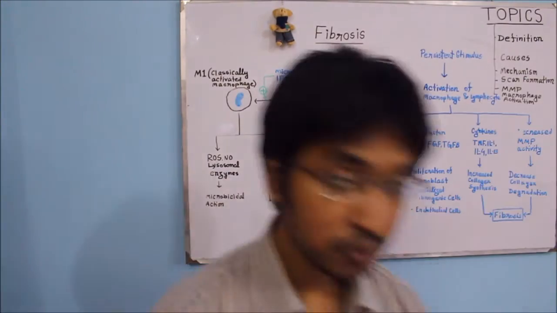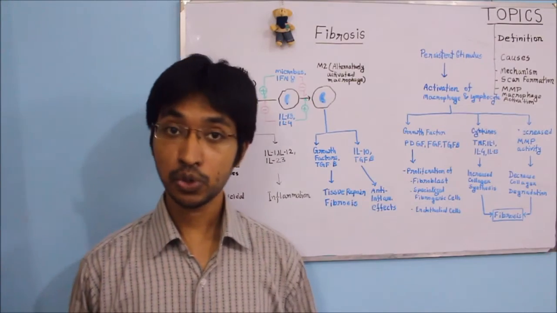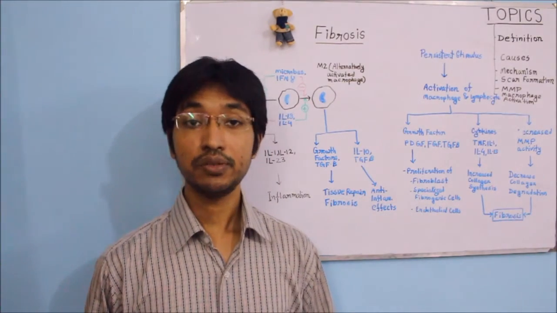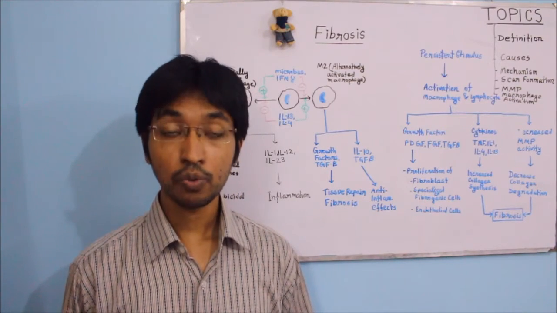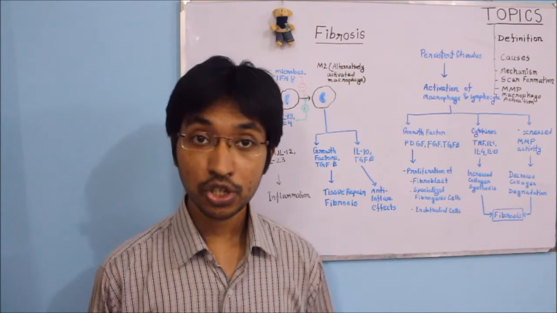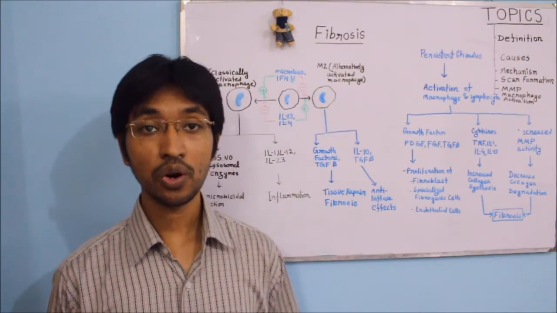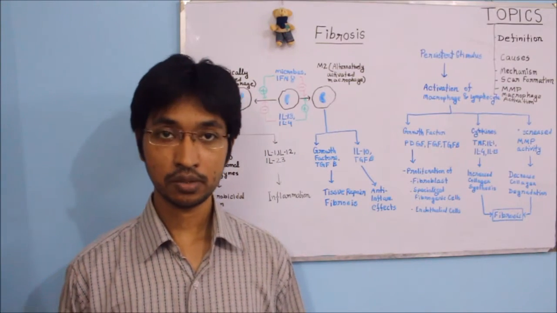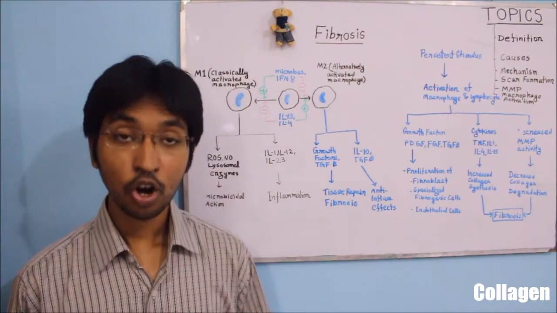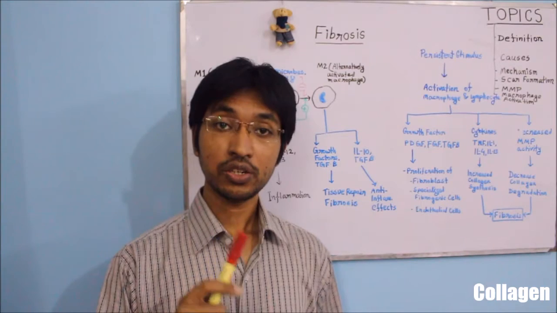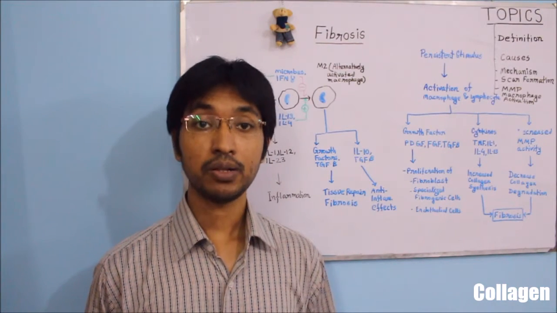So I am repeating the definition again for my students. How can we define fibrosis? Fibrosis can be defined as excessive deposition of what? Excessive deposition of collagen and other extracellular matrix components in the tissue. Now, what is collagen? Always remember, collagen is the most abundant structural protein in mammals.